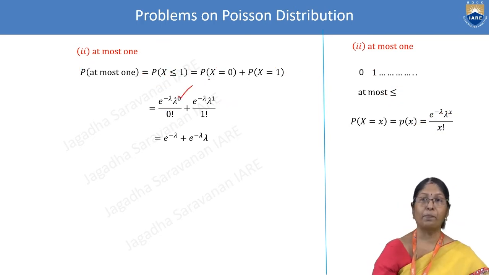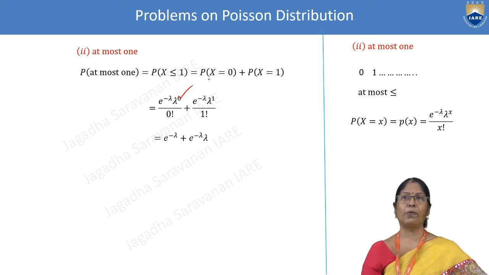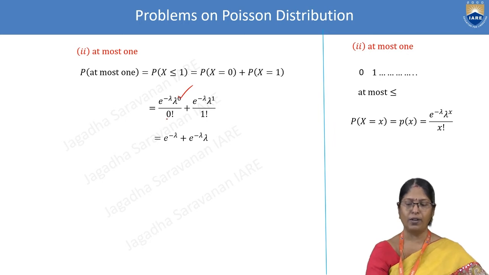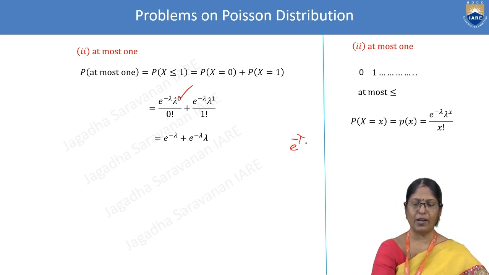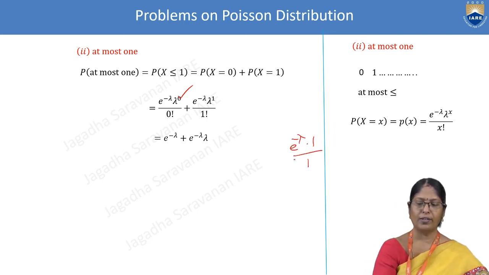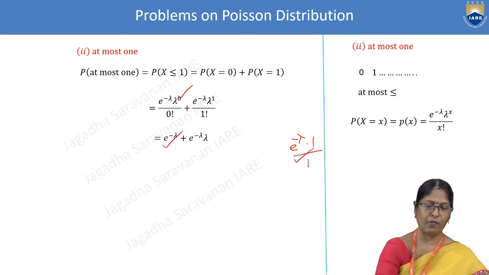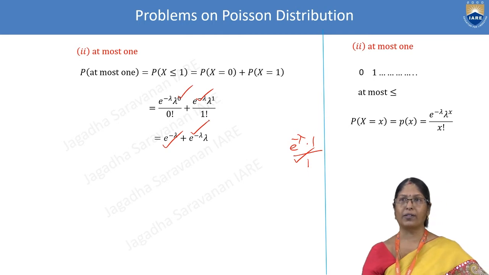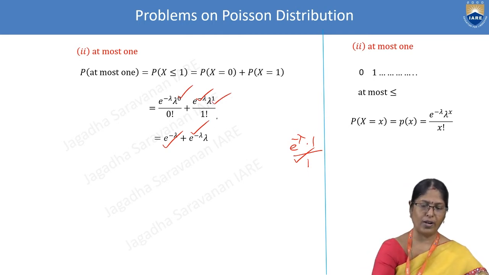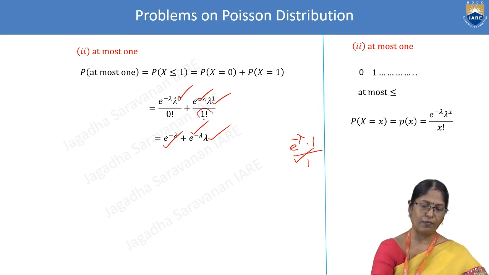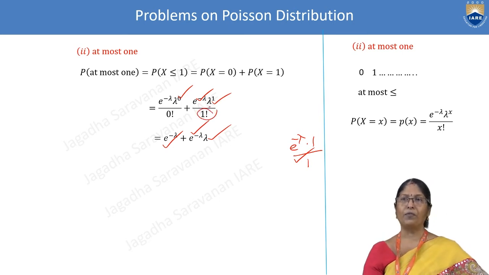That is here a power 0, that is lambda power 0, it's nothing but 1. 0 factorial, the value is 1. So e power minus lambda into 1 by 1, it's nothing but e power minus lambda. This e power minus lambda, e power minus lambda, lambda power 1, it's nothing but lambda divided by 1 factorial. 1 factorial is nothing but 1.